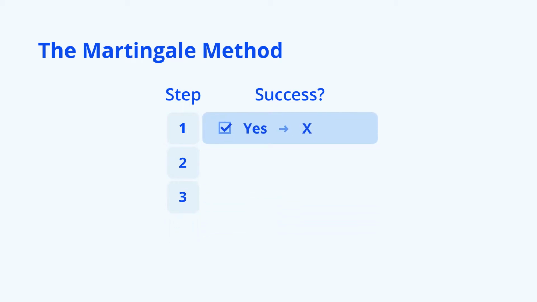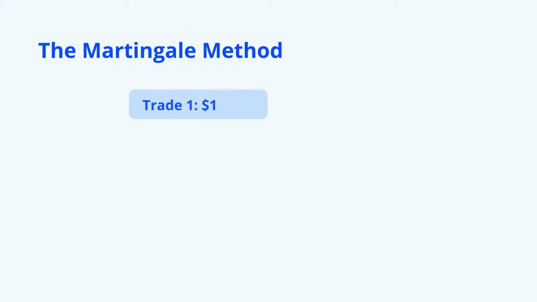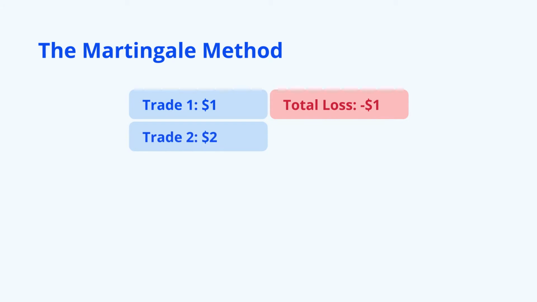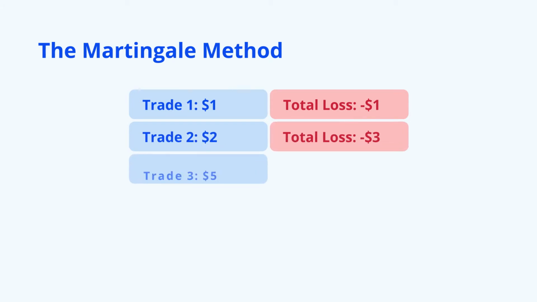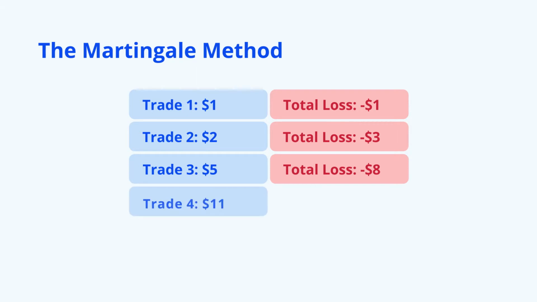Let's have a look at an example. You open a trade for $1 and it closes in the red. For the next step, you open a trade for $2. This trade fails too. For the third step, you increase the trade amount to $5 and it again closes in the red. For the fourth step, you make a trade for $11, but this time it closes in the black.